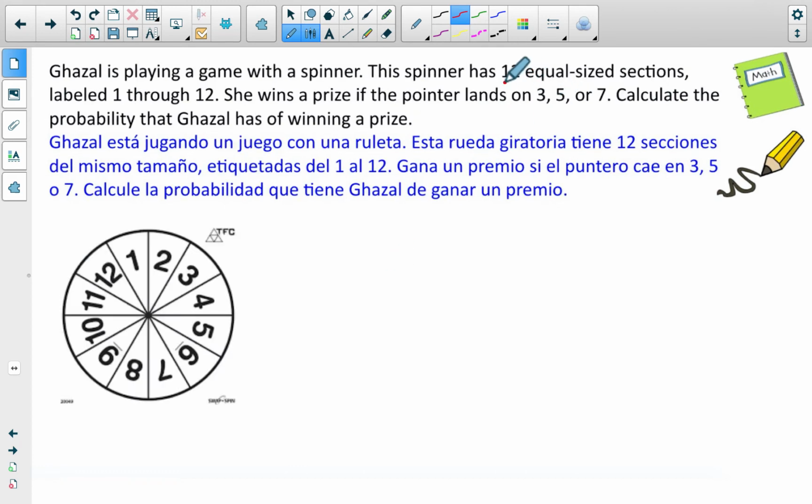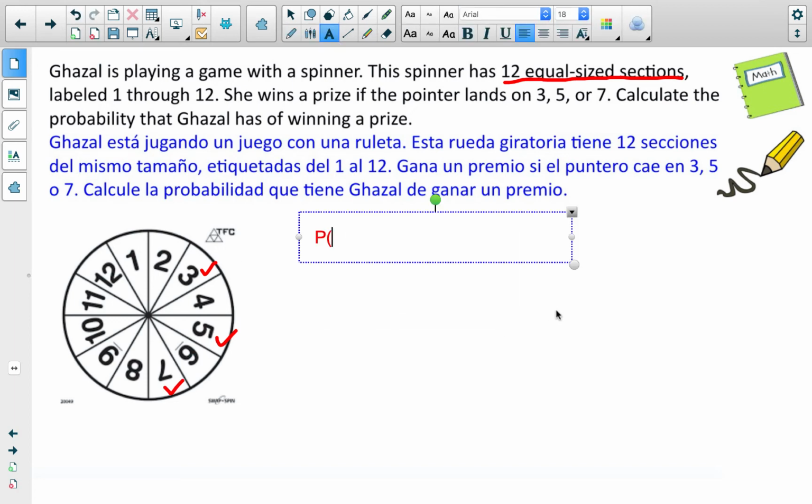So we have our 12 equal-size section spinner down here on the left. Now, she wins if she lands on 3, 5, or 7. Now, we are looking for the probability of 3, 5, or 7. And you're going to notice me more and more use this notation. What I'm looking at for the numerator is the number of favorable outcomes. So how many sections are 3, 5, or 7? And that is 3 of them. We got 3, we got 5, we got 7.